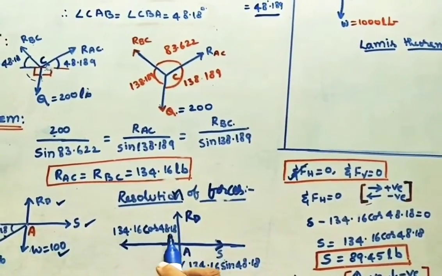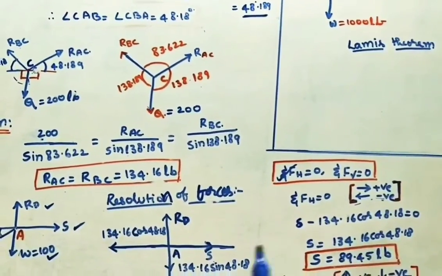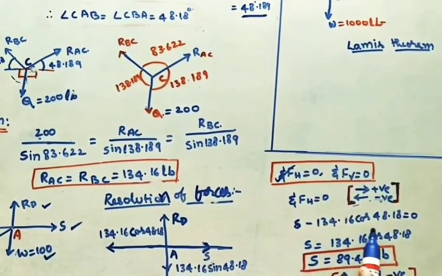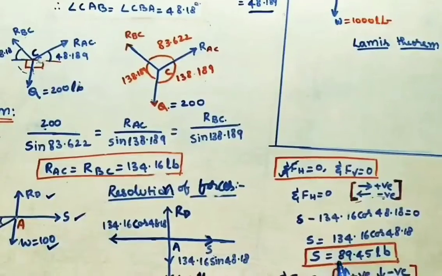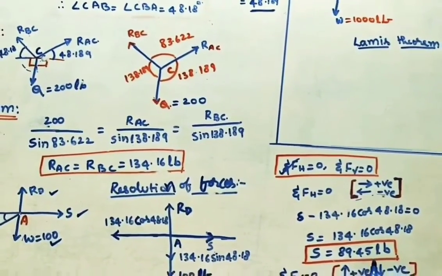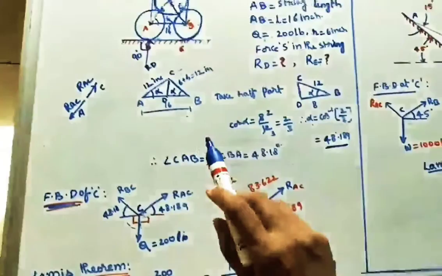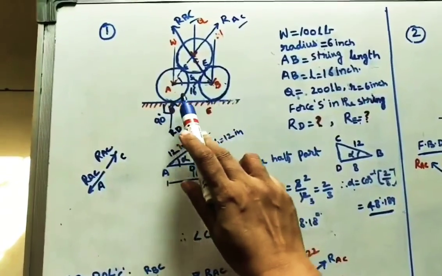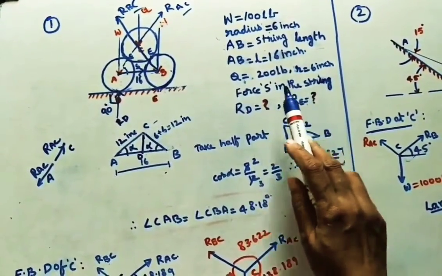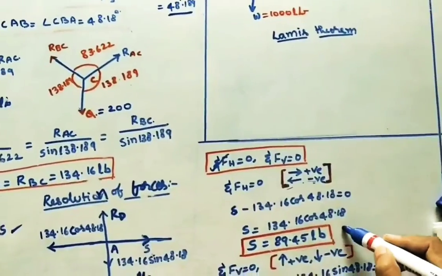And the next horizontal component is in this direction: 134.16 cos of 48.18, which is negative, minus this cos component, equal to 0. So S is equal to this entire term. By using a calculator we got this value, 89.45 lb. So this is the tension in the AB string. We have to find the force or tension S in the string. AB is the string. So we did that value.